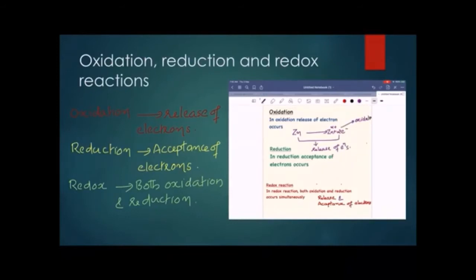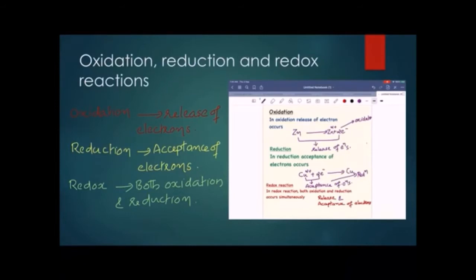In reduction, acceptance of electrons occurs. For example, a copper ion accepts 2 electrons and forms copper atoms. So here, acceptance of electrons is known as reduction. So now we studied the definition of oxidation and reduction.